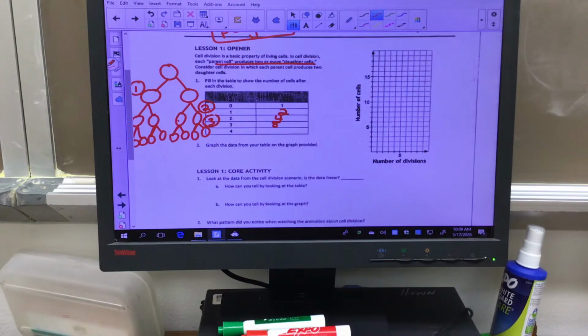But now I'm going to think, can I find a pattern? With linear, our pattern is either adding or subtracting. Well, 1 plus 1 is 2, but 2 plus 1 is not 4. So I know I can't be adding. So I'm thinking about it. Oh, I can multiply. 1 times 2 is 2. 2 times 2 is 4. 4 times 2 is 8. So 8 times 2 is 16. Makes sense. So now graph the data from your table on the graph provided.